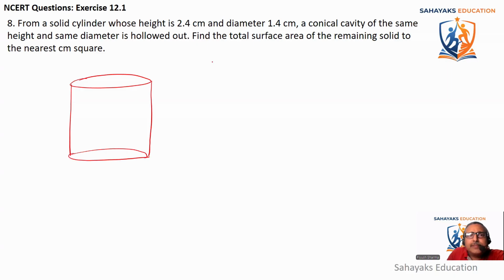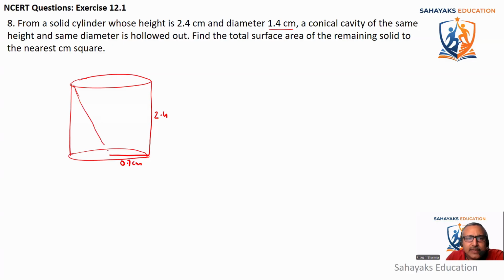Okay, and what they're saying, whose height is 2.4 centimeter. Solid cylinder height is 2.4 centimeter and diameter 1.4 centimeter. If the diameter is 1.4, so I can say the radius comes out to be 0.7 centimeter. A conical cavity of the same height, so it's the same height means it's the cone which is dug out inside this.